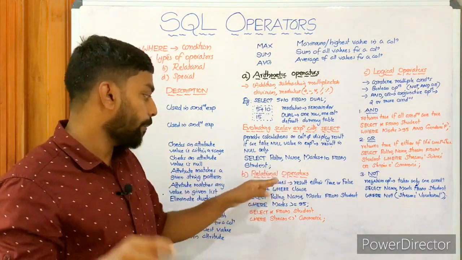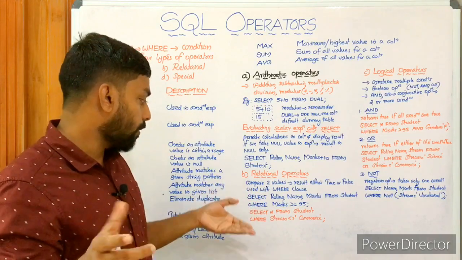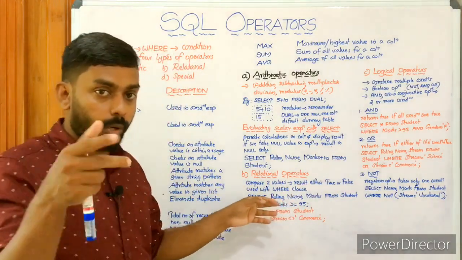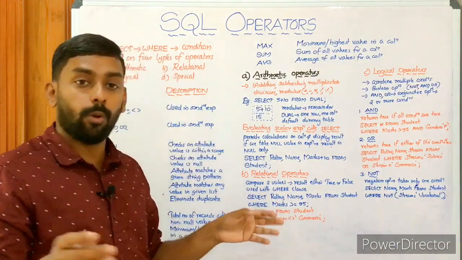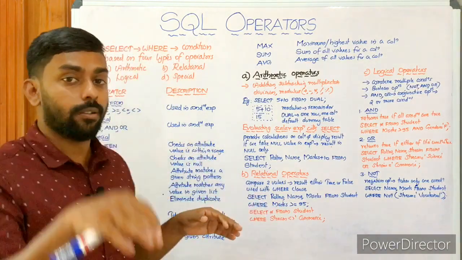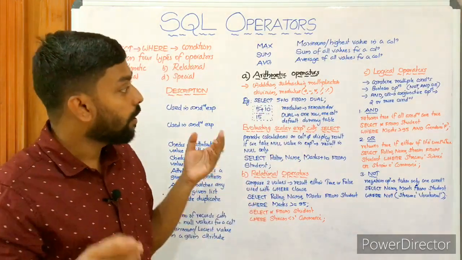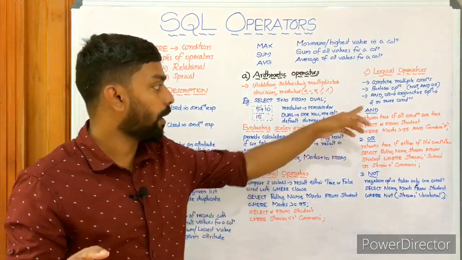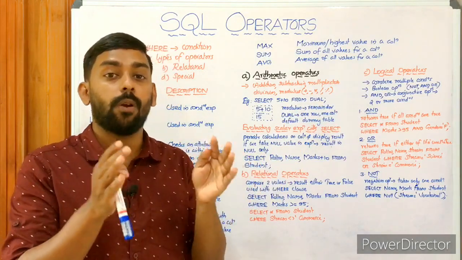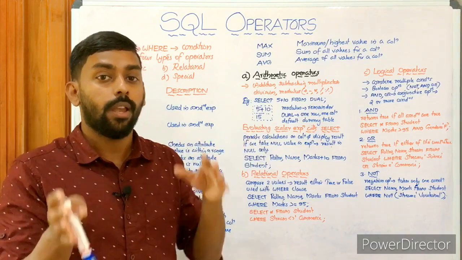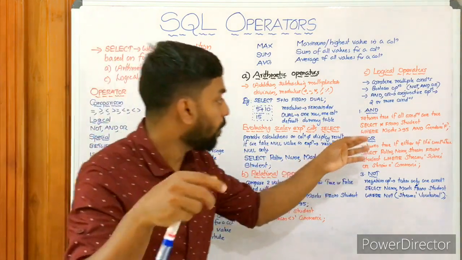The relational operators compare two values and return either true or false. Then select roll number, name, marks from student where marks greater than or equal to 95; others will be discarded. Not equal to commerce: commerce will not be included, others will be included. Then logical operators combine multiple conditions. The Boolean operators not, and, or: and returns true if all the conditions are true, or returns true if any of the conditions is true, and not is used to negate.